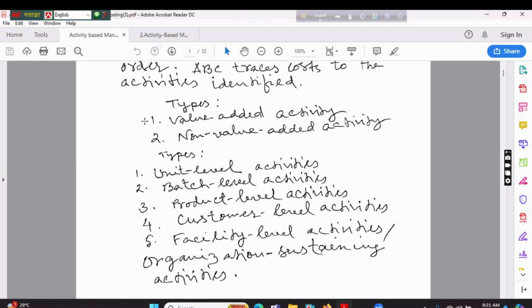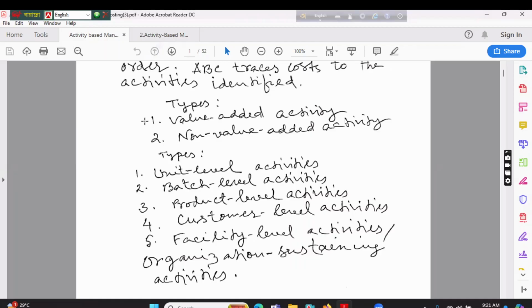Moving is an activity that uses time and resources to move materials, work in process, and finished goods from one department to another. Waiting is an activity in which materials or work in process use time and resources by waiting on the next process.